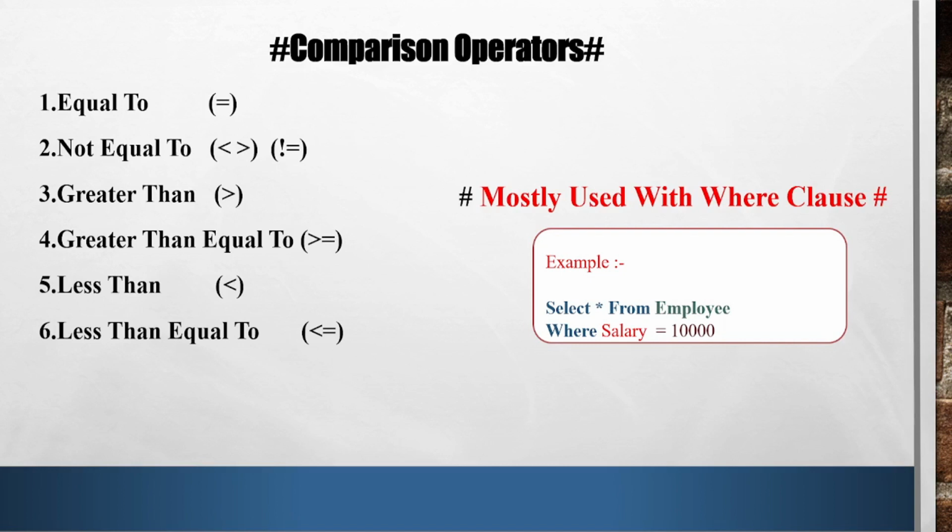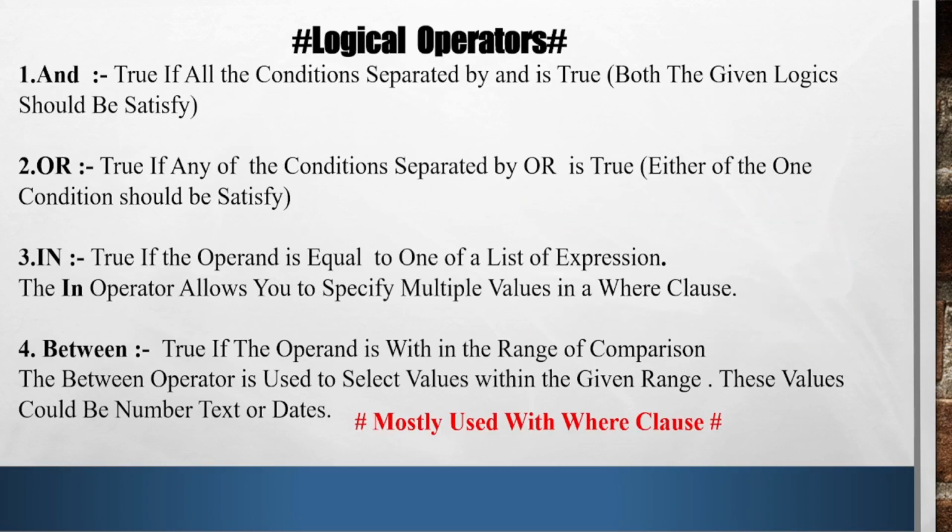Now let's move towards the next type of operators. The next category is logical operators, and these logical operators also help us solve many problems. So now let's have a look at the logical operators. Let's start with the AND operator. The AND definition means true if all the conditions separated by AND are true. So with the help of the AND operator, you can give two logics and both logics should be satisfied. And most of the time, these logical operators are used with the where clause.